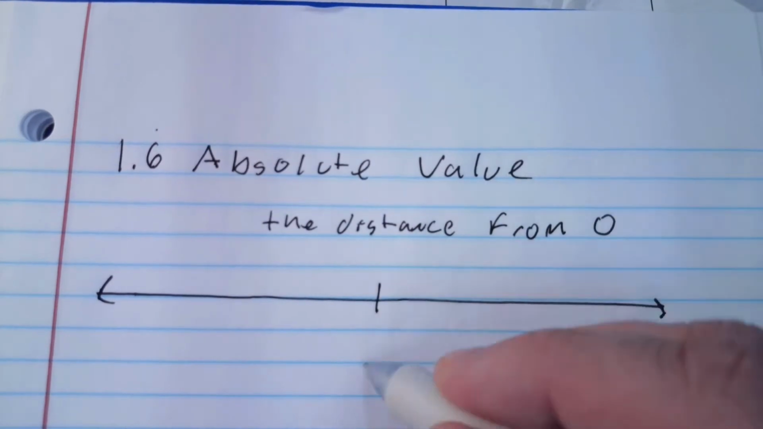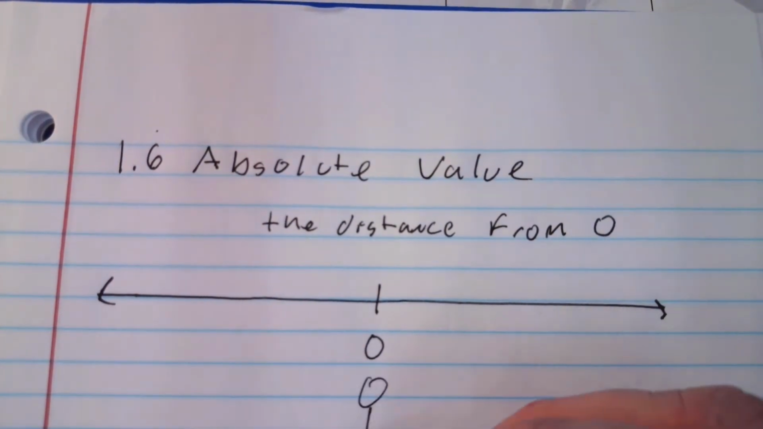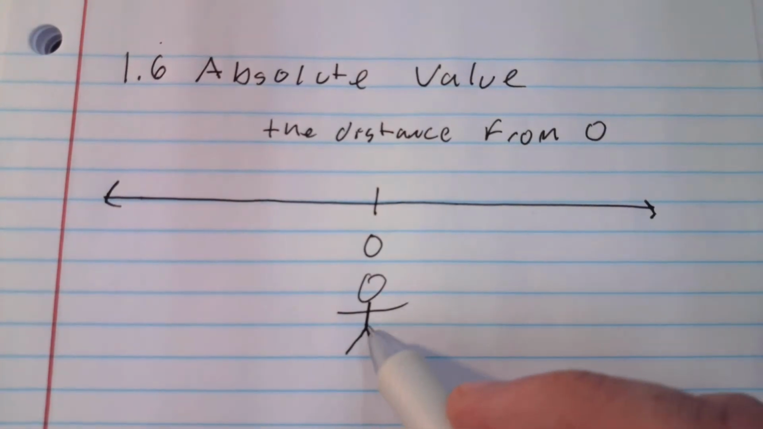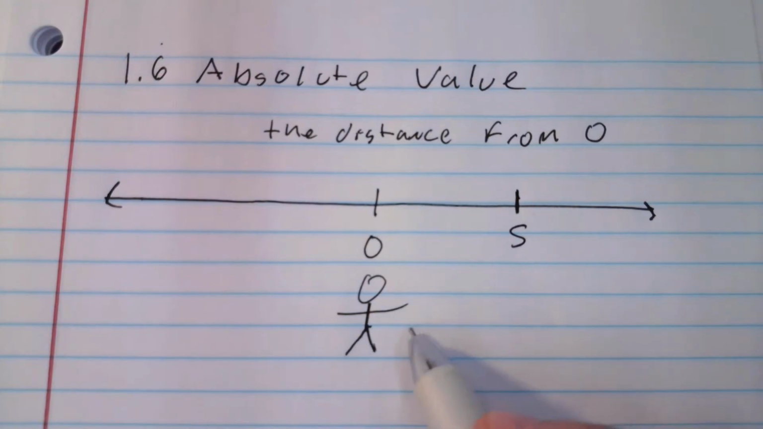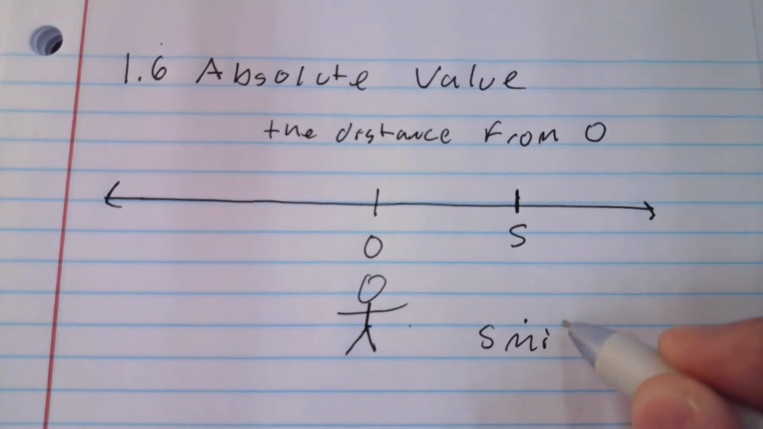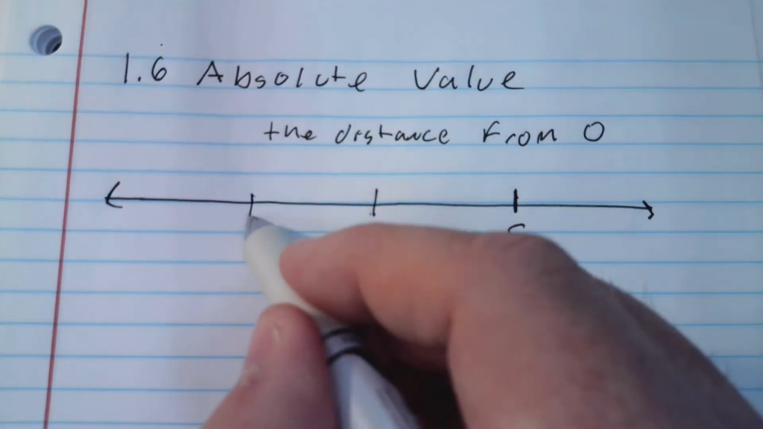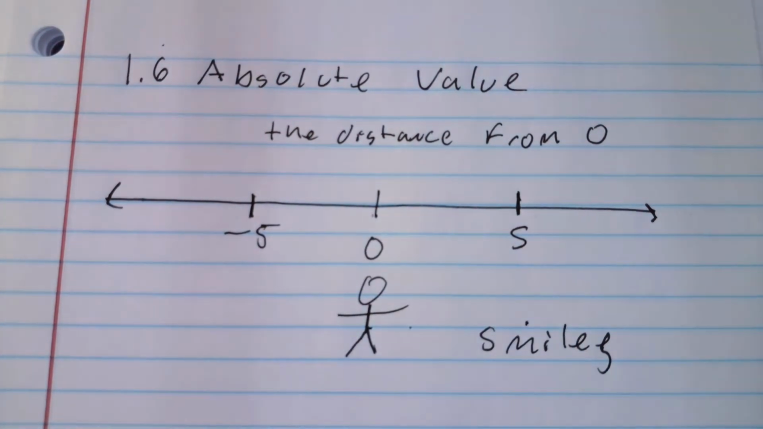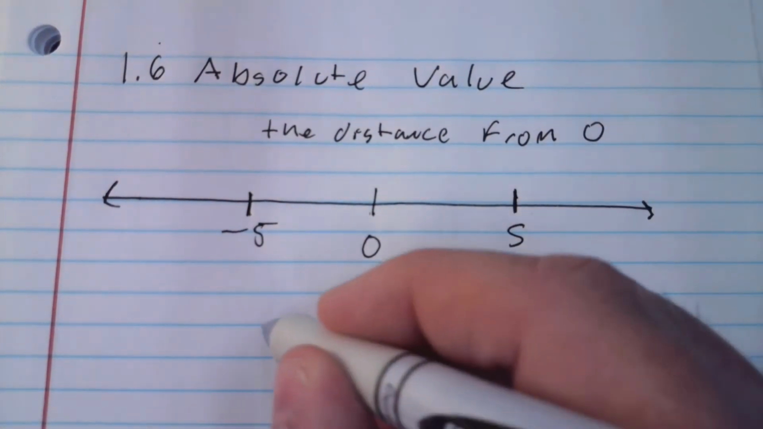So you look at this, here's 0. So if you have this little person, yay, and that little person wants to go and walk 5 miles this way, that person walked 5 miles. Okay, what would happen if the person walked 5 miles this way? How many miles did they walk? 5. Still 5 miles, right? Even though on the number line it's a -5.